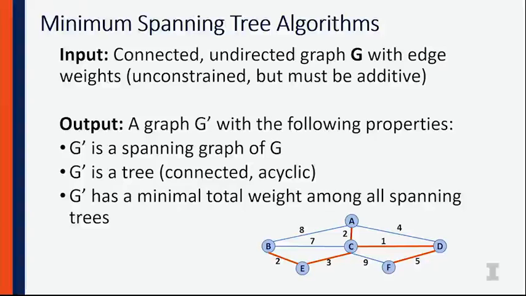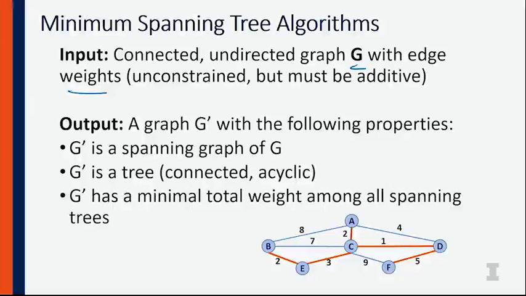Here our input's always going to be some undirected graph G with usually edge weights that are unconstrained, but they have to be able to be added together. So normally we'll just use integers, but we can think in certain applications these may be more complex formulas that can simply be added together.